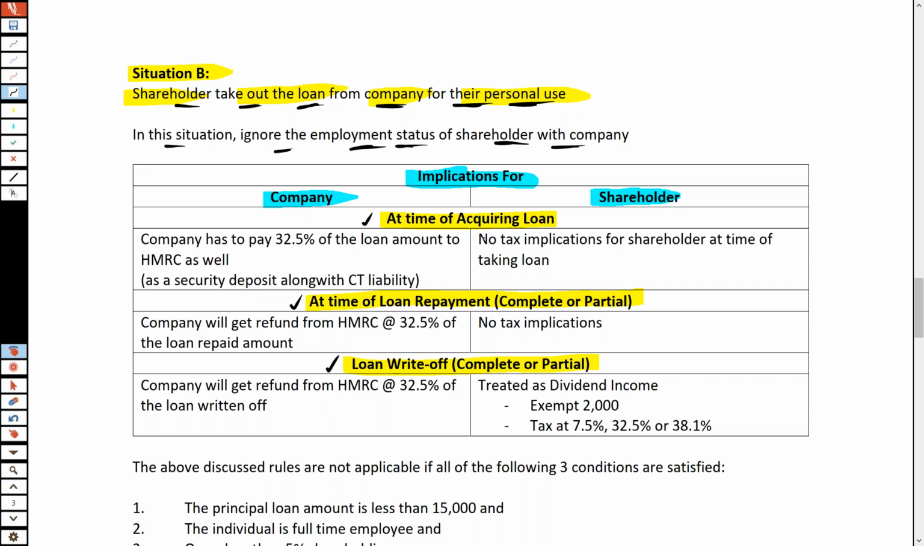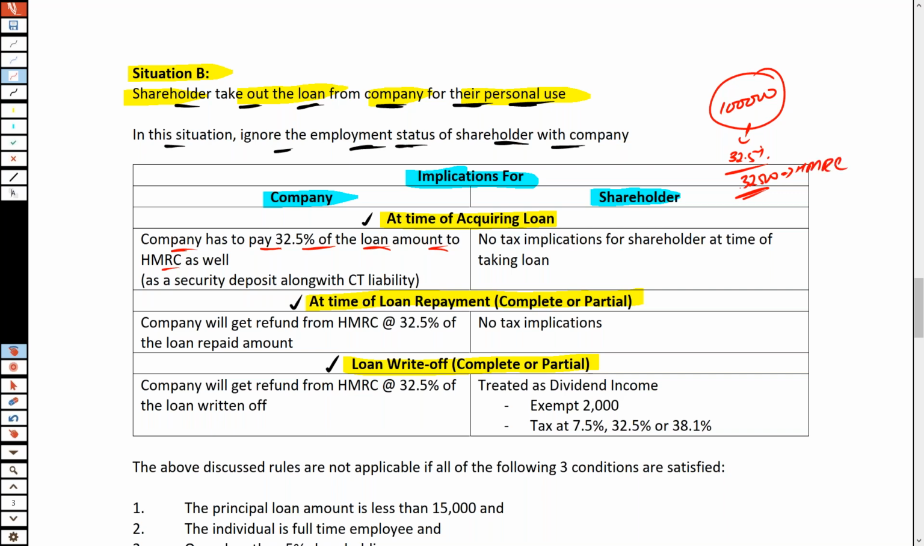Number one, at the time of acquiring the loan. Implications for the company: the company has to pay 32.5% of the loan amount to HMRC as well. Let's say 100,000 of loan is provided to the shareholder, and at the same time an amount of 32.5%, meaning 32,500, the company would also be paying to HMRC.